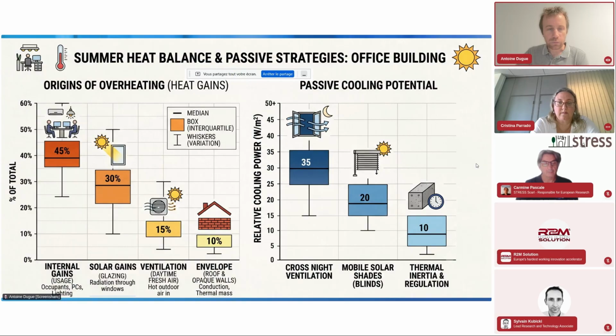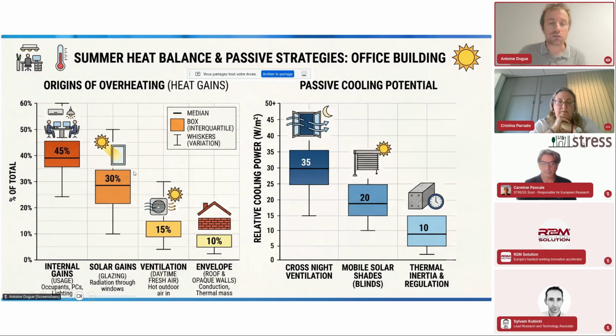And from that, what I can present is how, in summer, in the case of an office building, on the left, you see the heat gains, the cause of potential thermal discomfort or increased energy consumption in case there is a cooling system. What are the causes? Mainly internal gains, solar gains, ventilation and the envelope. Although there are ways to mitigate internal gains by adapting our usages, in the case of solar gains and potentially ventilation, the envelope is obviously key.